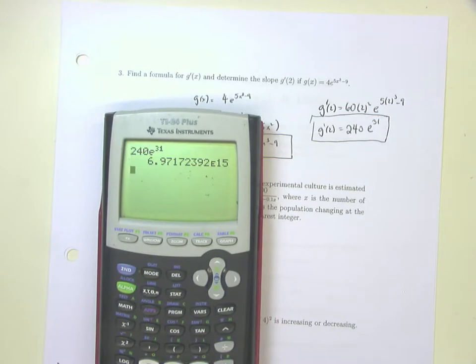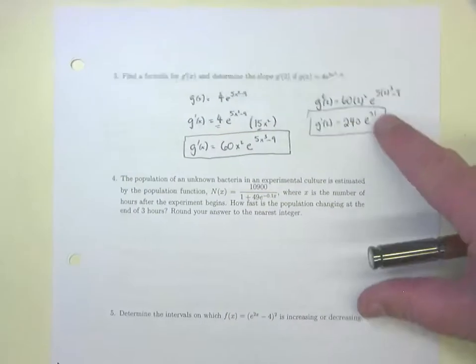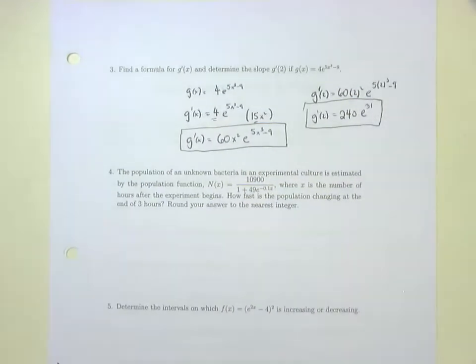Does that make sense? So typically, if they ask you this on Hawks, type it in like 240e to the 31. Does that make sense? Questions? All right, look at the next one. That's going to ask you this.